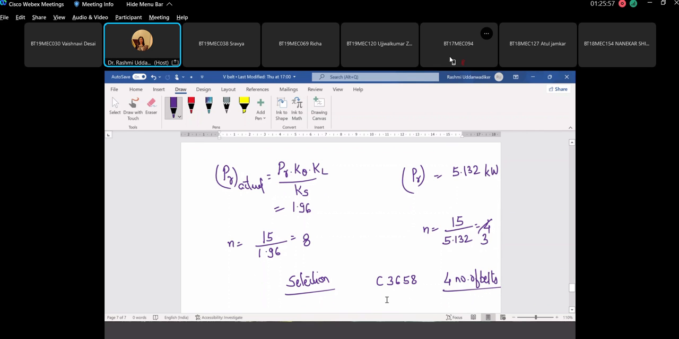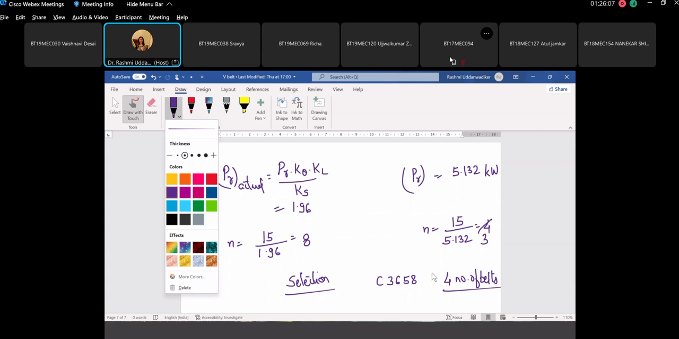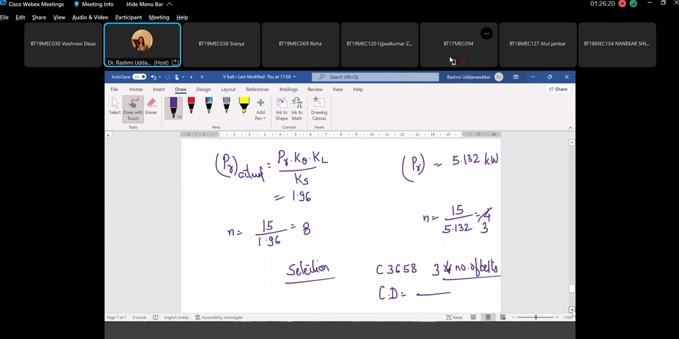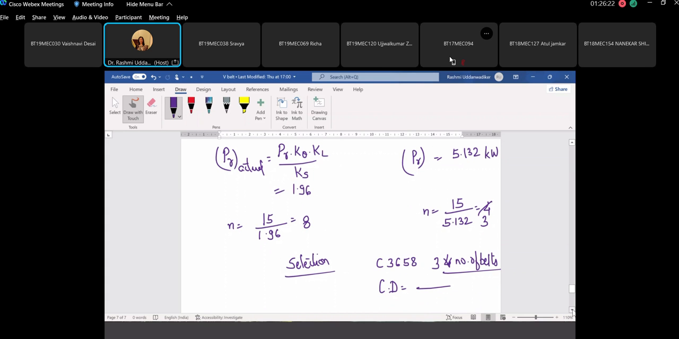So selection of belt says it is C type cross section with this as the inside length, 3 number of belts, and you have to also specify the corrected center distance. This completes the design of V belt, and then we are left with the pulley design, which we'll discuss next class. Well, now you are free to ask your queries.